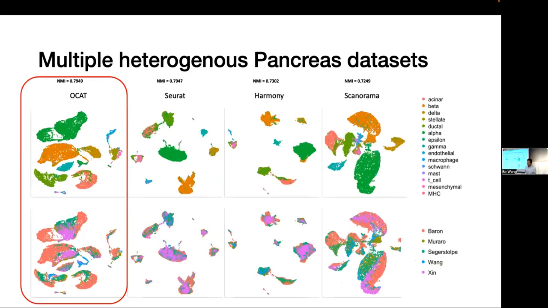Okay, I also remember one of the data sets we selected has five batches, which is an unusually large number of batches for single cell integration. This is the result on the pancreas data set, which has five batches. You will see that, again, OCAT on the left side shows the best results in preserving the cell type heterogeneity while removing the batch effects. Then we compare with many state-of-the-art integration methods such as Seurat, Harmony, and Scanorama across different data sets, and we show state-of-the-art results from OCAT.